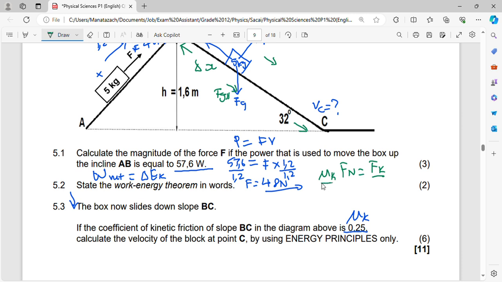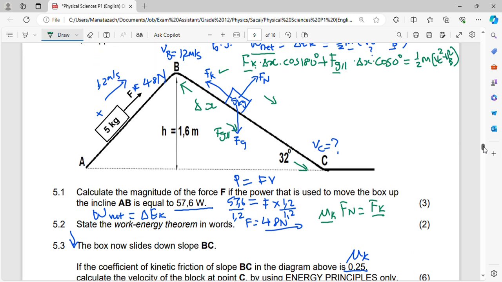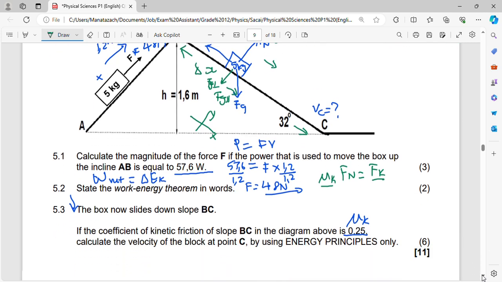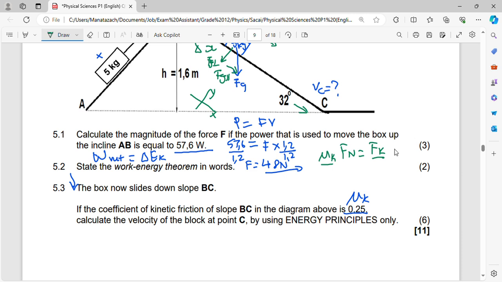I have the coefficient, I do not have the Fn. The Fn should be straightforward. Let me work out the Fn, which is acting against the perpendicular component of the weight, which I can call Fg perpendicular. Let me focus on this plane here. Just imagine I've got my x-axis facing that way and my y-axis facing that way, which is parallel to the Fn and the Fg perpendicular. So using that information, let me work out the Fn.